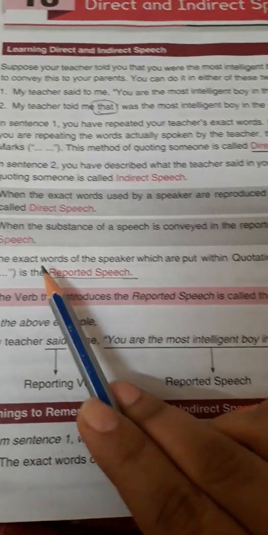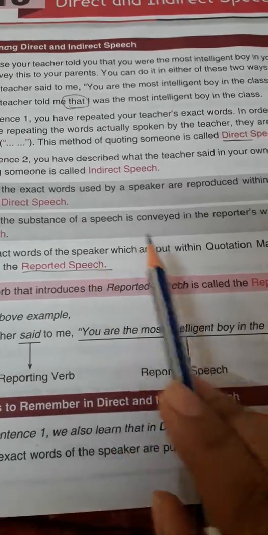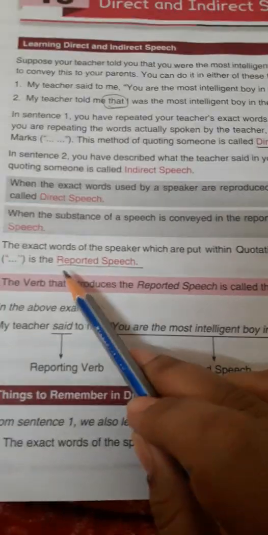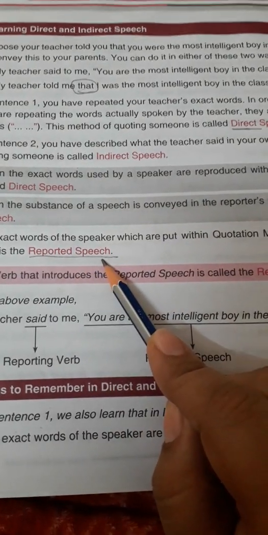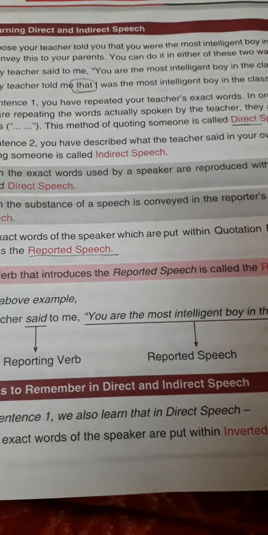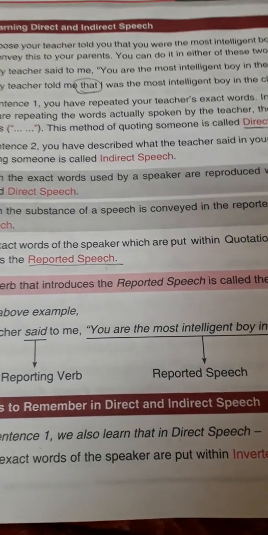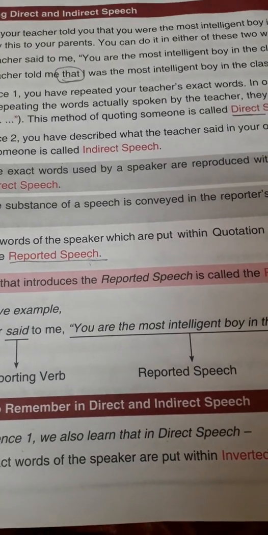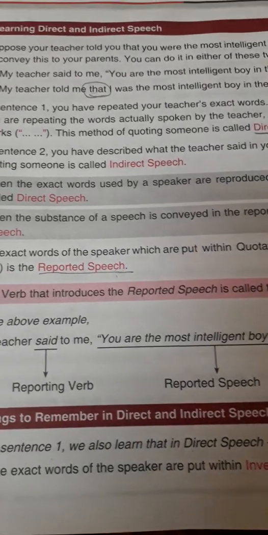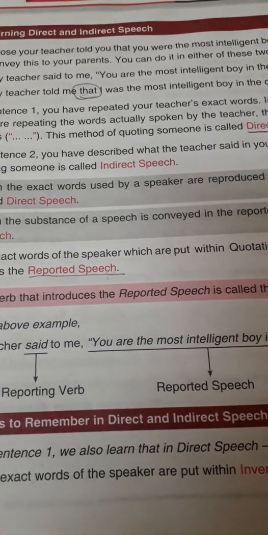Okay, so the exact words of the speaker, which are put within the quotation marks or inverted commas, are the reported speech. This is called reported speech when the exact words of the speaker are expressed in the form of inverted commas or within the quotation marks.